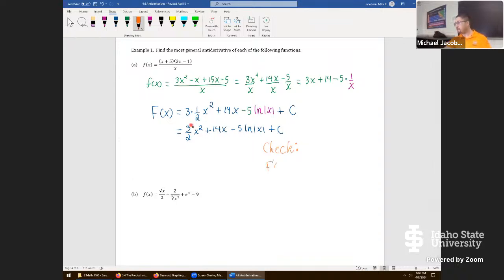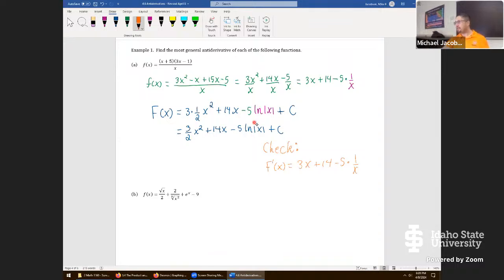F prime will be, first, when we differentiate, this 2 is going to come down and multiply. When it does that, it cancels the 2 in the denominator. So we just get 3 times x power 1, 1 less. The derivative of that will give us a plus 14. Derivative of this will get us minus 5 times 1 over x coming from this term.